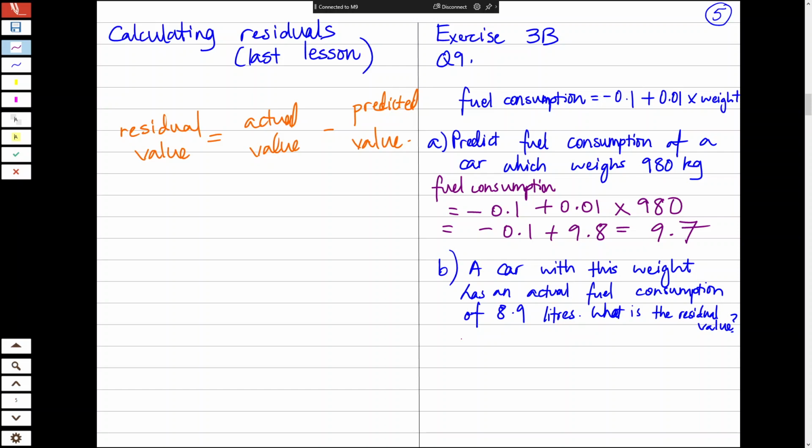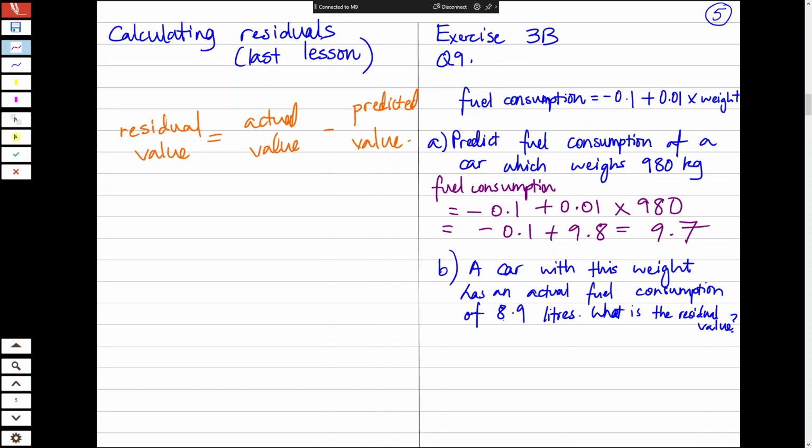Part B. We are told I have a car with an actual. They've made it really obvious here by giving you the word actual. So the actual fuel consumption of a car is really 8.9 liters. I made a prediction that it will be 9.7 when the weight was 980. So I have a difference, right? I made a prediction, but then when I got a real car, the prediction was off. It was different. So we measure that difference or that error using the residual.